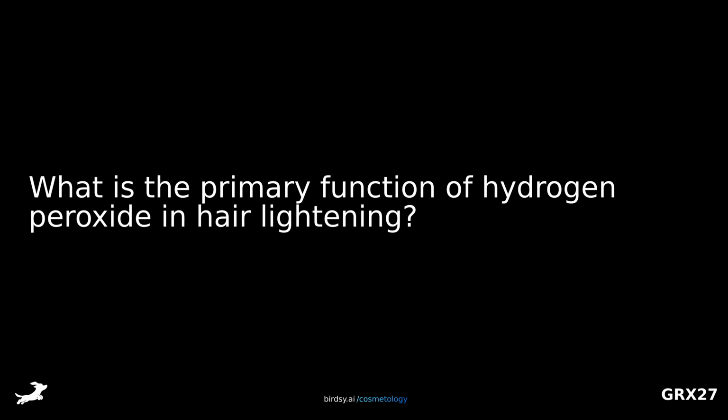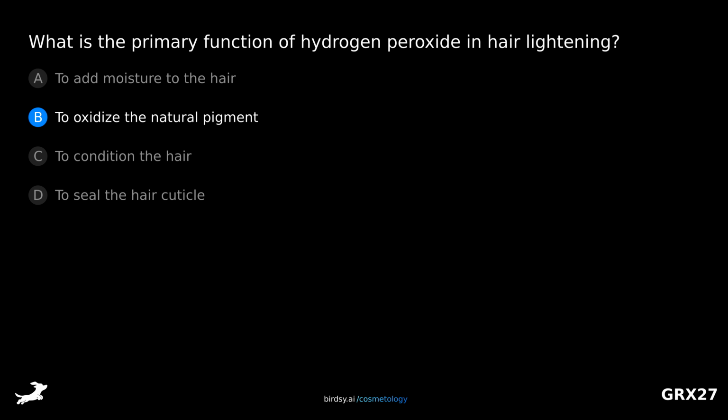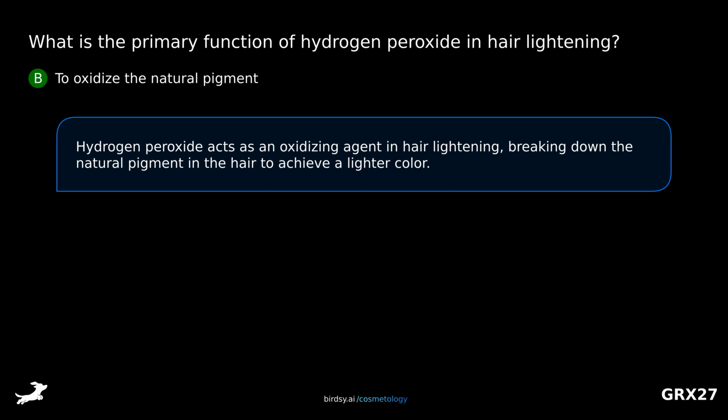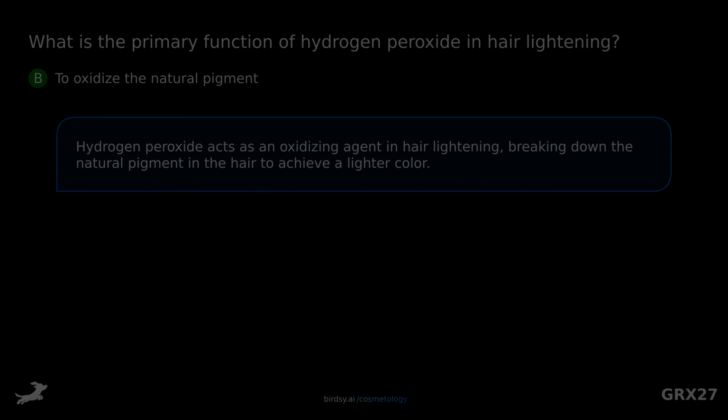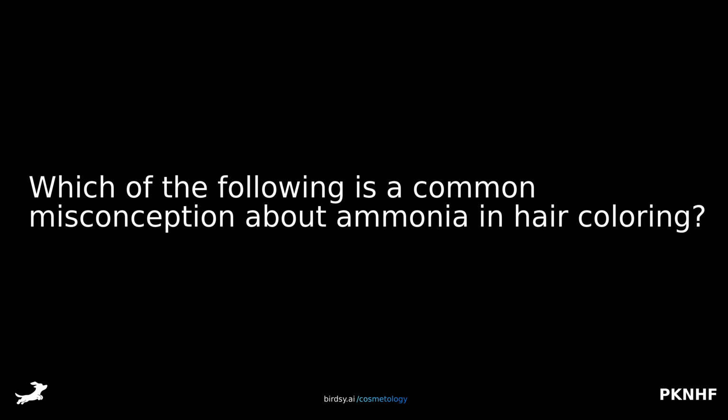What is the primary function of hydrogen peroxide in hair lightening? Is it A, to add moisture to the hair, B, to oxidize the natural pigment, C, to condition the hair, or D, to seal the hair cuticle? The answer is B, to oxidize the natural pigment. Hydrogen peroxide acts as an oxidizing agent in hair lightening, breaking down the natural pigment in the hair to achieve a lighter color.